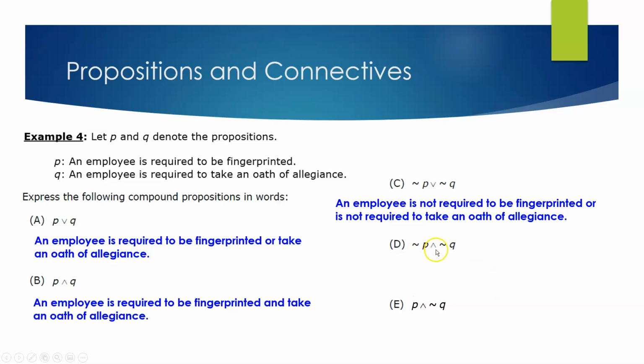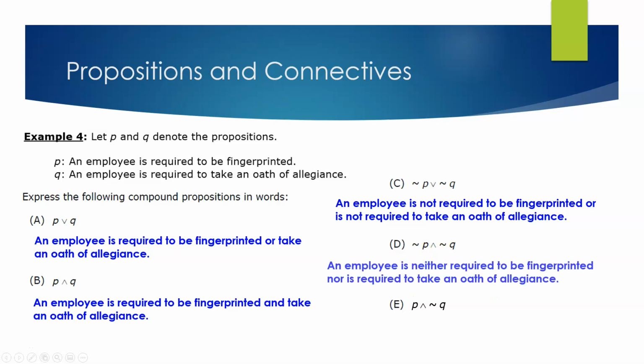So this would be an instance of neither nor, so you might see it stated as an employee is neither required to be fingerprinted nor is required to take an oath of allegiance. That means that neither one of those is going to happen. It's both are not going to happen. That's what neither nor means.